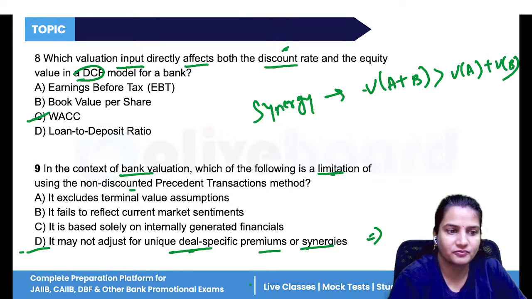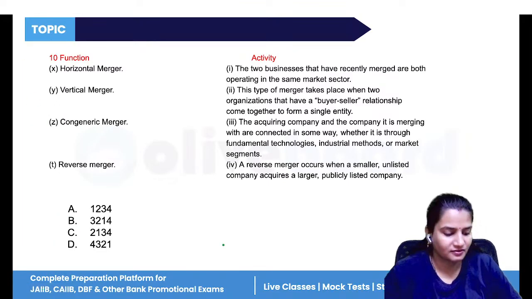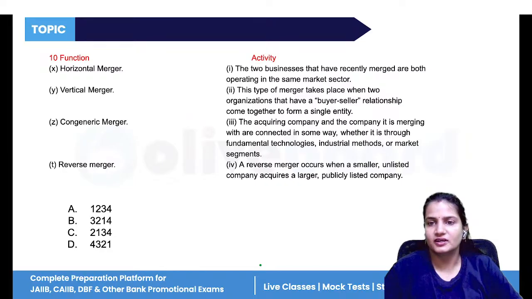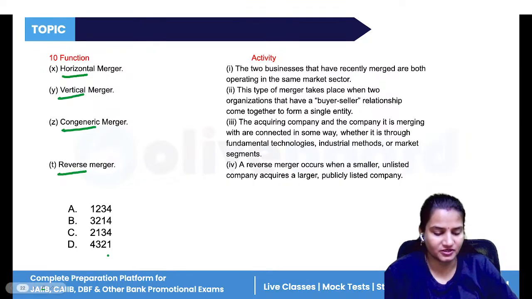Okay, so I have put all the answers over here. Now, next question number 10. It is the question based on the types of merger. So we have horizontal, vertical, congeneric, and reverse merger.